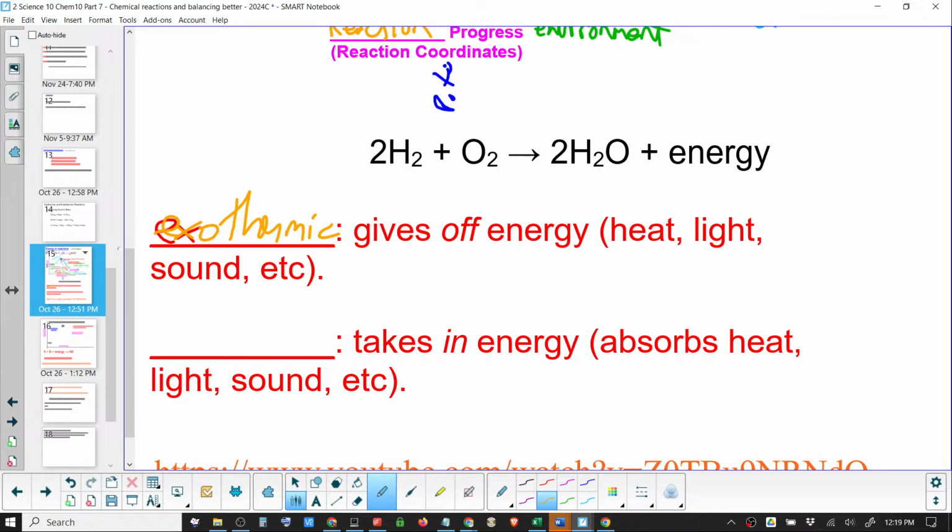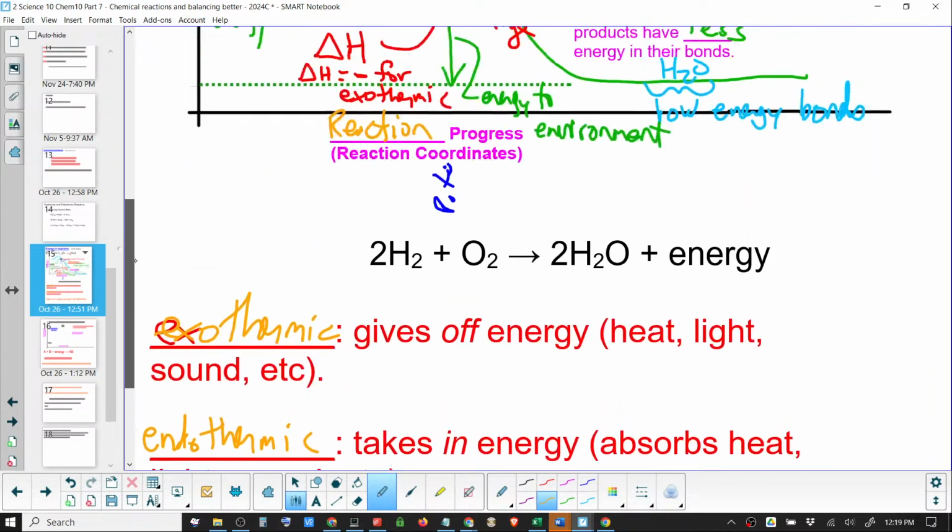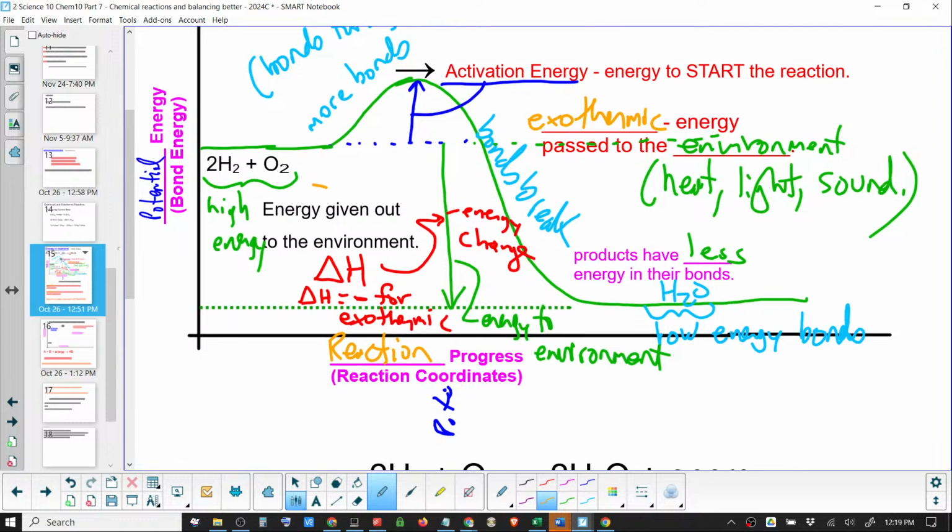Jillian, what's the other one called? Endothermic reaction. So that's where it takes in energy. So if, I'm just going to scroll to there. What would change in this diagram in order to take energy in?